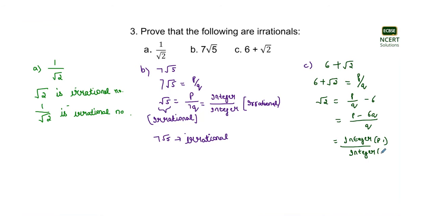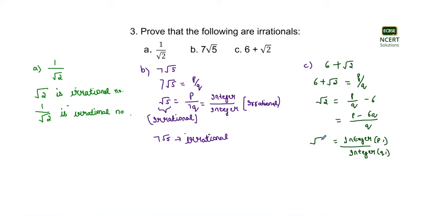But we can't say clearly that this is a rational number, as only condition 1 is satisfied, that it is expressed in the form integer divided by integer. The other condition for the number to be rational is that these integers, p1 and q, need to have HCF equal to 1. But we can't say directly from this that the HCF is 1. So we can't write directly that 6 plus root 2 is a rational number.